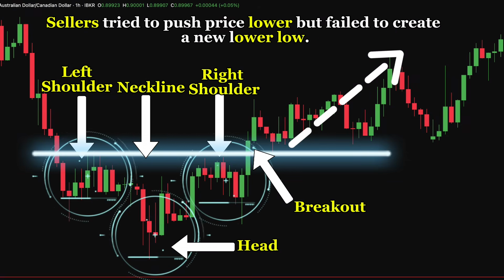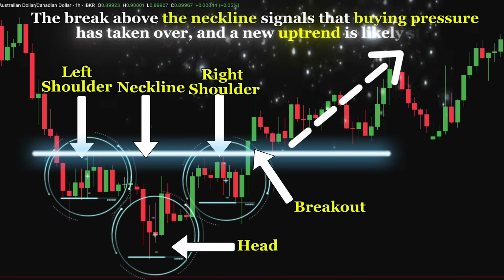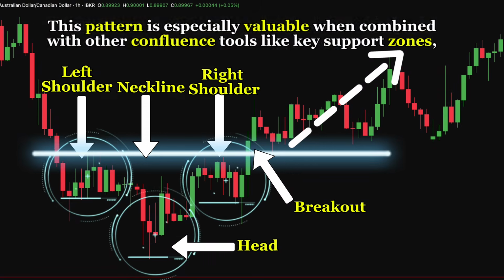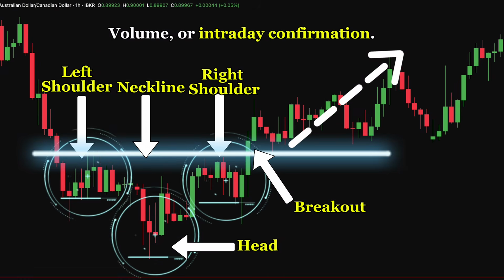What does this tell us? Sellers tried to push price lower but failed to create a new lower low. Buyers stepped in early, forming a higher low. The break above the neckline signals that buying pressure has taken over and a new uptrend is likely starting. This pattern is especially valuable when combined with other confluence tools like key support zones, volume, or intraday confirmation.